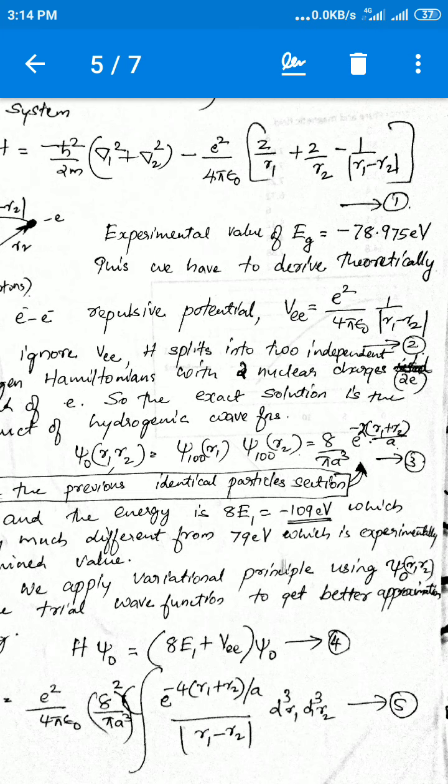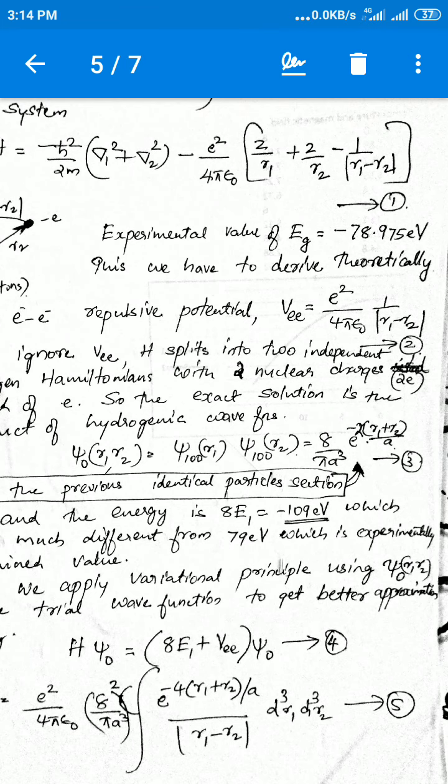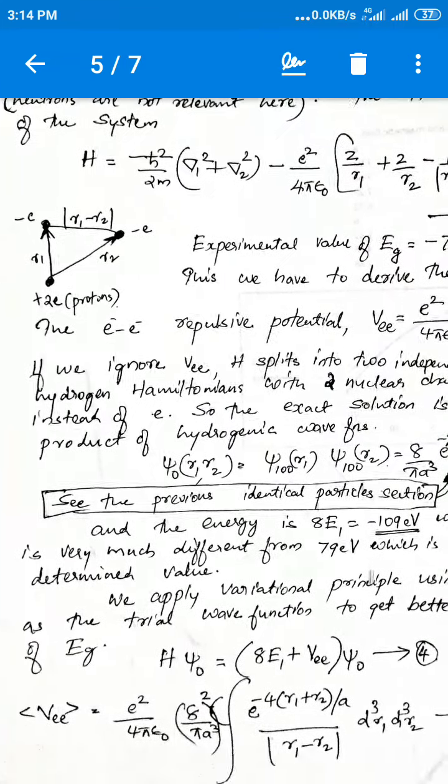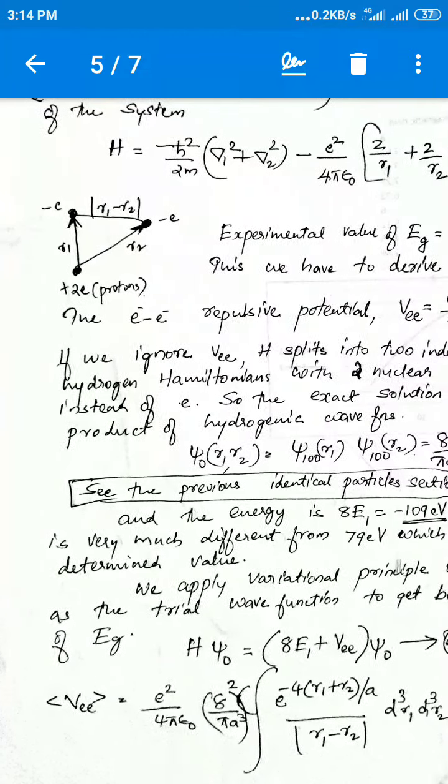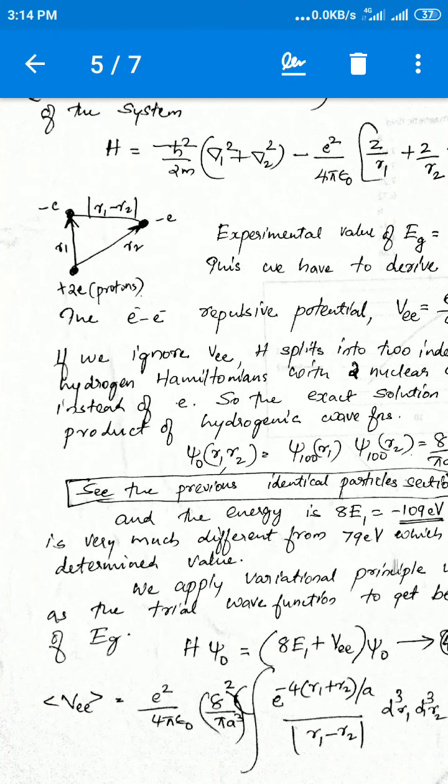8E1 is the solution which we got for the system without considering the repulsive potential between the 2 electrons. That is equation number 4. Now let us find the solution. So first we take the expectation value of VE.